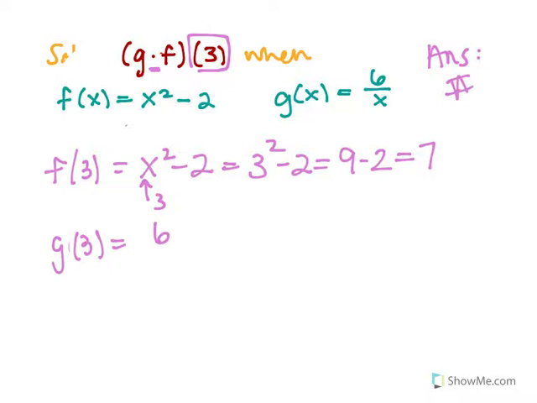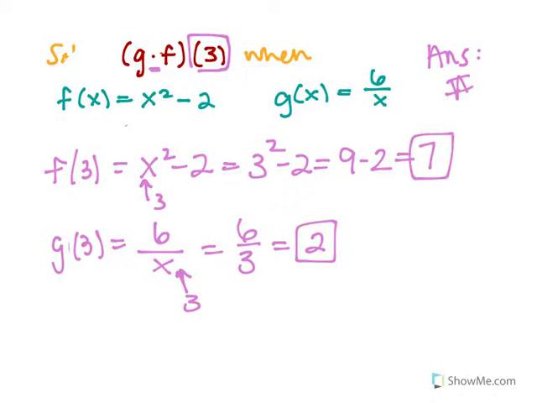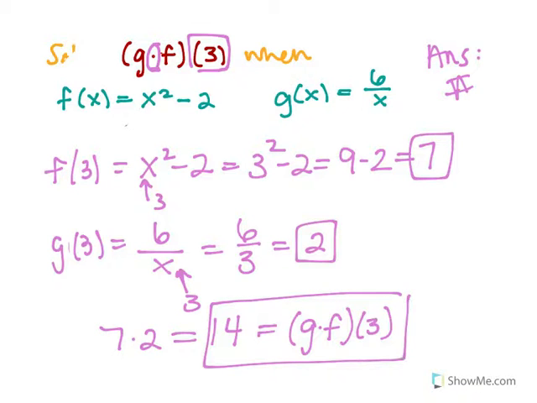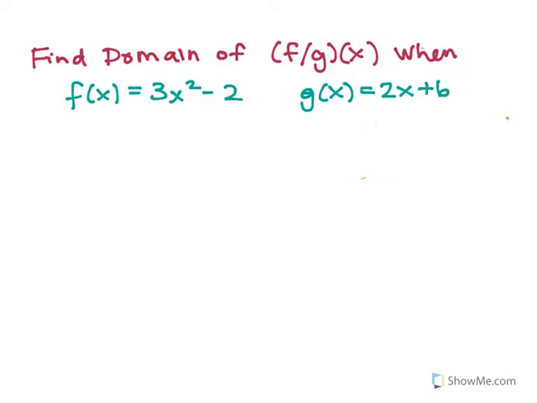And then we've got 6 divided by x, putting a 3 in place of x, so we get 6 divided by 3 equals 2. So here are my function values, and then we need to multiply them. So 7 times 2 equals 14. So this is the value for (g times f)(3). So those are a few examples where they're actually asking you to solve an operation given a number.